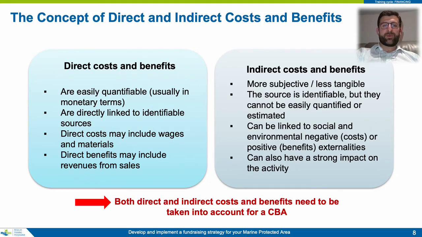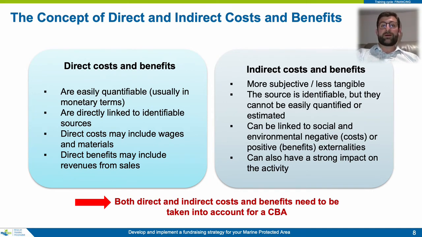Cost-benefit analysis requires a distinction between direct and indirect costs and benefits. Direct costs and benefits are characterized by the fact that they are easily quantifiable, especially in monetary terms. They are directly linked to identifiable sources. For example, in the context of an organization, direct costs may include salaries and the costs of purchasing materials. Direct benefits can include revenues from sales for a company, for example.